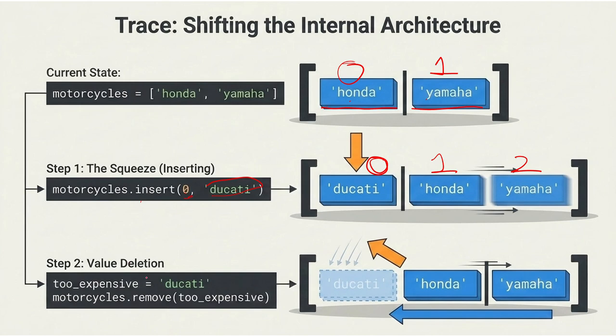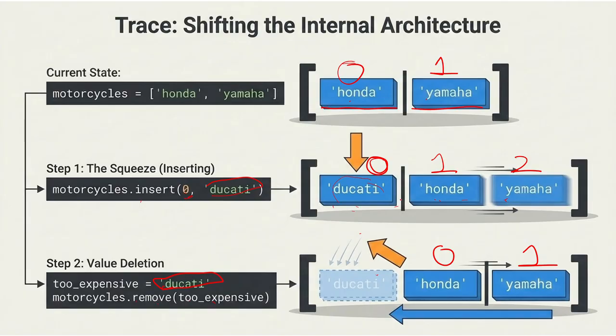After this, we said Ducati is too expensive. We created a variable too_expensive equal to Ducati, and we called motorcycles.remove(too_expensive). It will find where in the list Ducati is, see that it is over here, and remove it. Honda and Yamaha will shift to the left by one index, so their indexes will become 0 and 1. That's what they are mentioning.